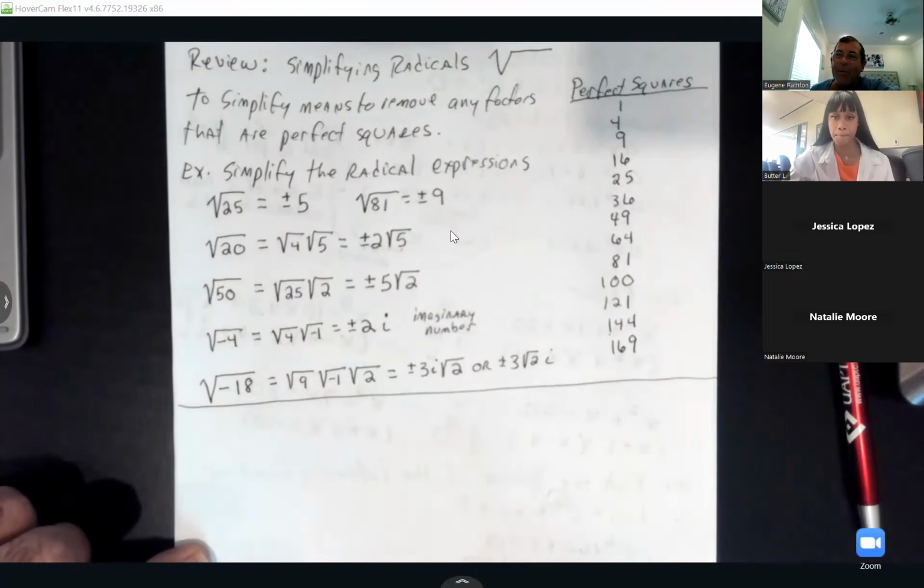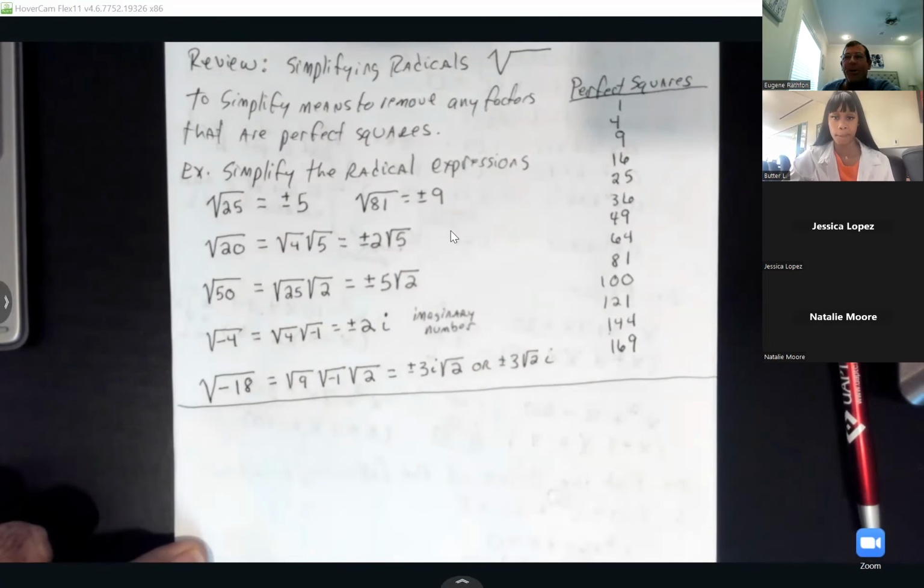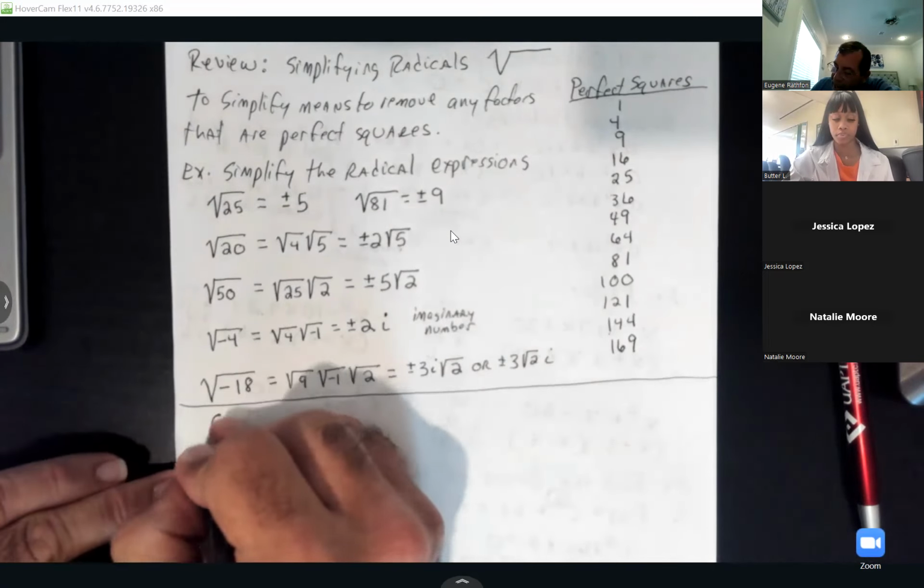So now that brings us to the formula of the day. When we're not able to factor and solve a quadratic equation, we're going to use the quadratic formula.